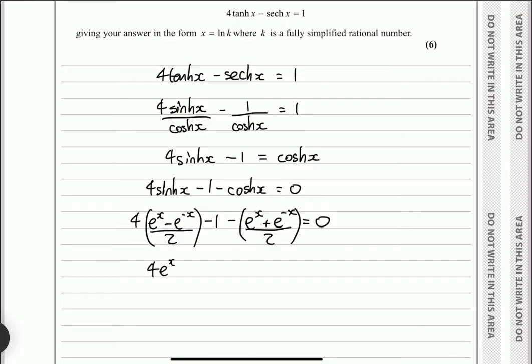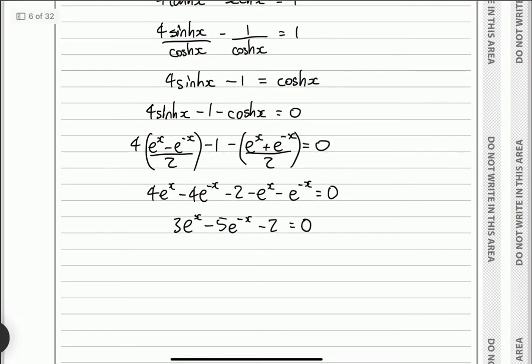We get 4e to the x minus 4e to the minus x minus 2 minus e to the x plus e to the minus x, nope, minus, I just said it was a bracket. And then collecting the terms, 3e to the x minus 5e to the minus x minus 2. Whenever in a situation like this, multiply everything by e to the x, and you can get a quadratic in e to the x.